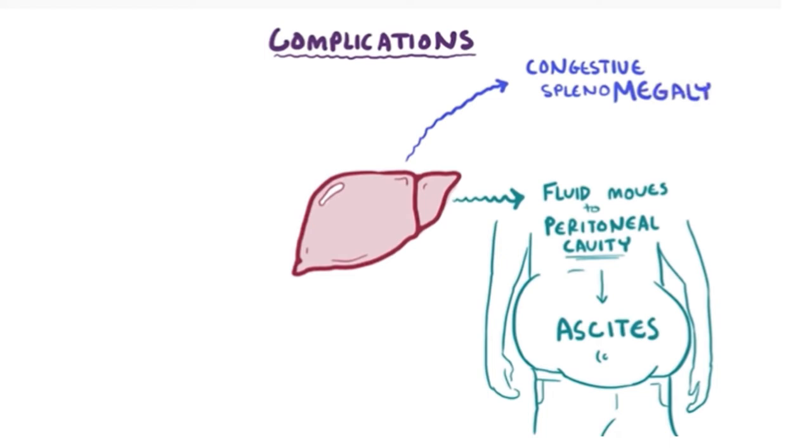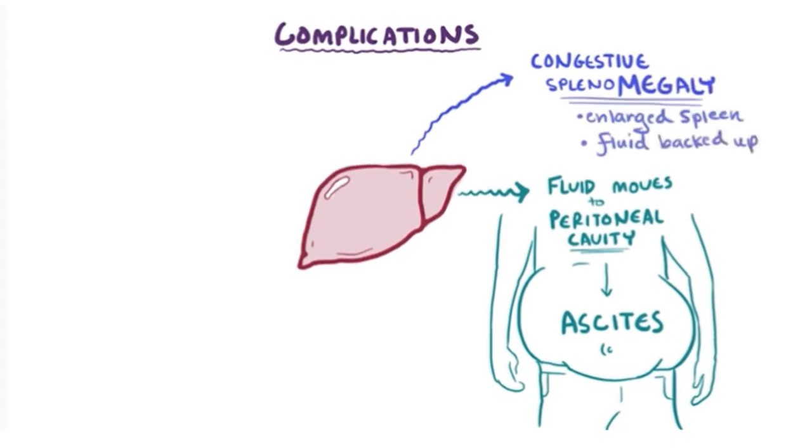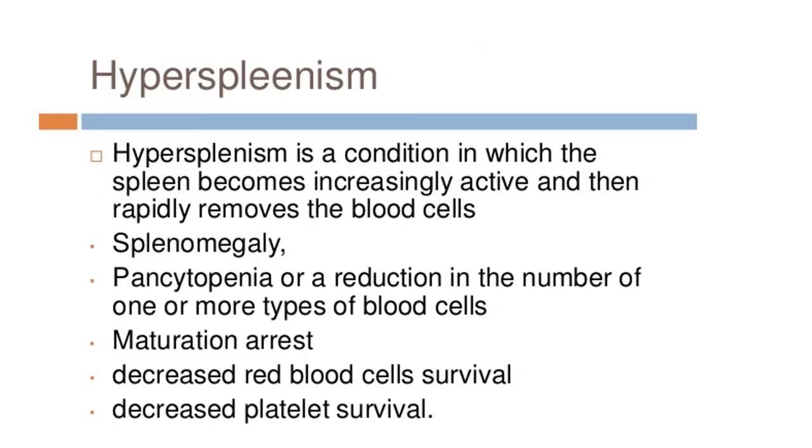Another complication of cirrhosis is splenomegaly. Enlarged spleen, it is fluid backed up. So here are some complications of hypersplenism. Basically, splenomegaly is a hallmark of portal hypertension. So what is hypersplenism? Hypersplenism is a condition in which the spleen becomes increasingly active and rapidly removes the blood cells. The hallmarks are splenomegaly, pancytopenia, or a reduction in the number of one or more types of blood cells, maturation arrest, decreased red blood cell survival, and decreased platelet survival.